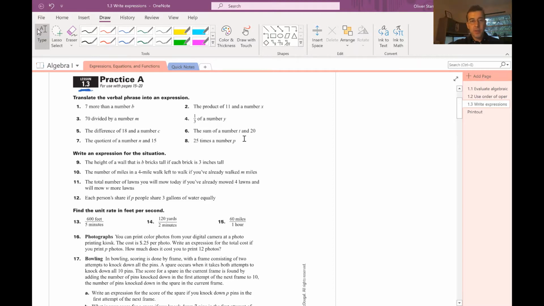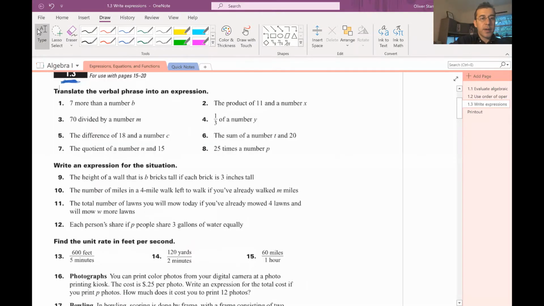And we are continuing today with section 1.3. And today it's practice A. I believe we have 18 problems for today. So let's start. The first problem is translate the verbal phrase into an expression. The first problem is 7 more than a number B.